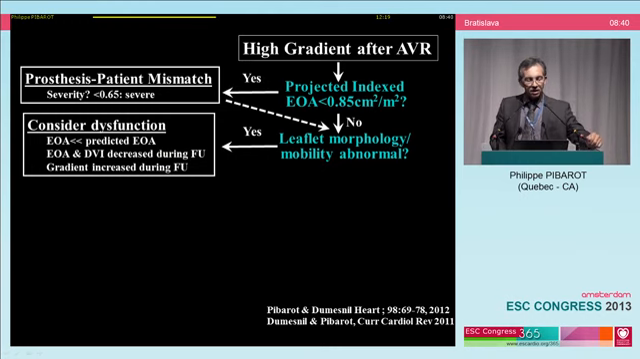And you see a decrease in the AOA and DVI during follow-up, an increase in gradient, of course this is consistent with dysfunction.